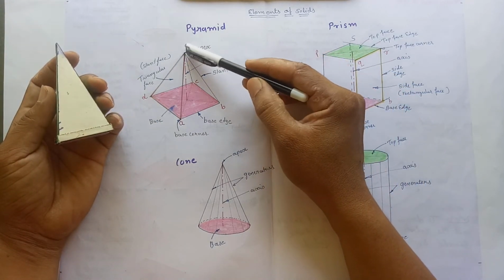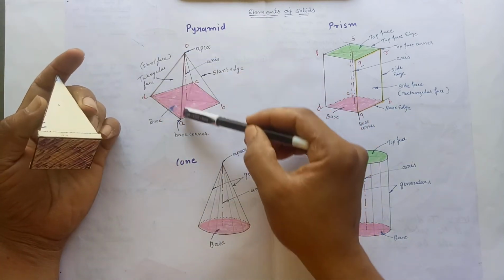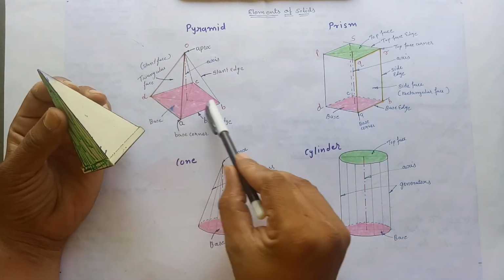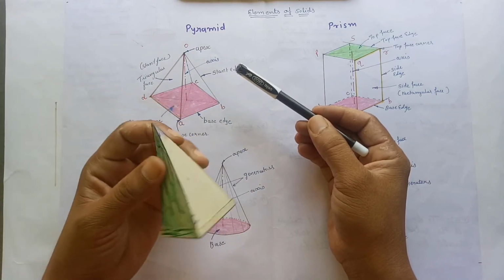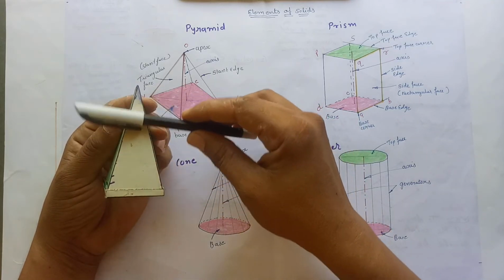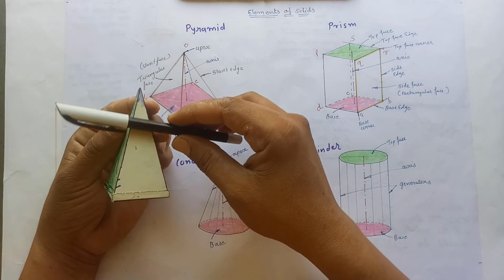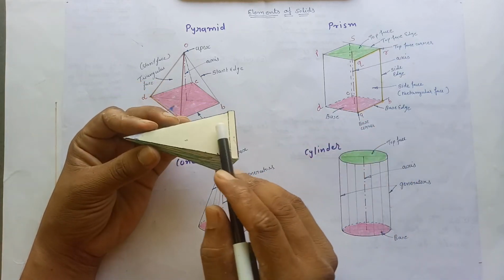An imaginary line joining the apex point and the center of the base is known as the axis of the pyramid. And this face is known as the triangular face or slant face of the pyramid.